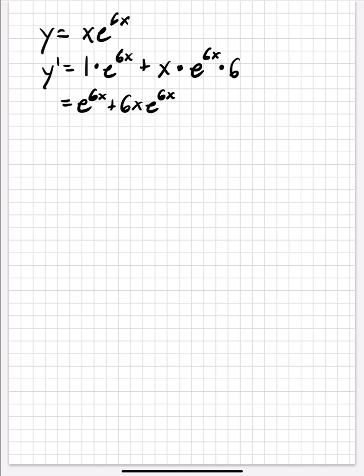Okay, I have an e to the 6x that I can factor out here, so I'm going to factor that out, and that leaves me with 1 plus 6x. All right, so that would be the derivative of that exponential function. Okay, so I used the product rule and the chain rule to find that derivative.